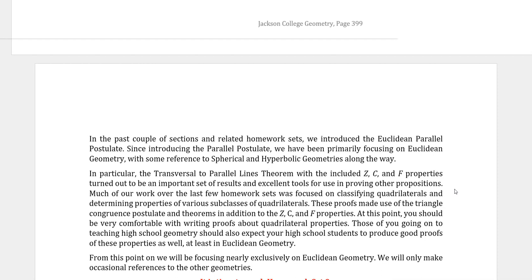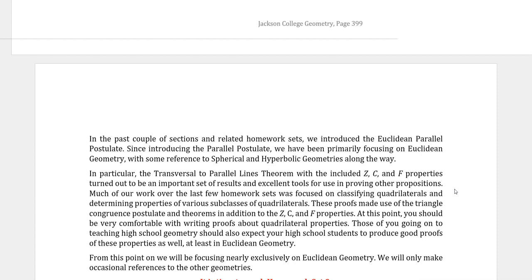The big thing historically when we introduce the parallel postulate is to notice that it's independent of the others, and the existence of hyperbolic geometry in particular, and really spherical geometry as well, but especially hyperbolic geometry, shows us that the Euclidean parallel postulate is independent of the other postulates. And so now that we've done that, hyperbolic geometry has mainly served its purpose for our study this semester, and same for spherical, so we'll start to go away from those as well.